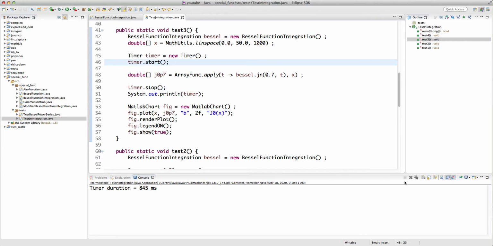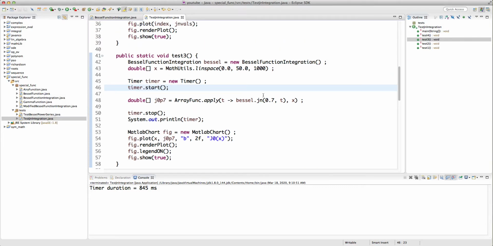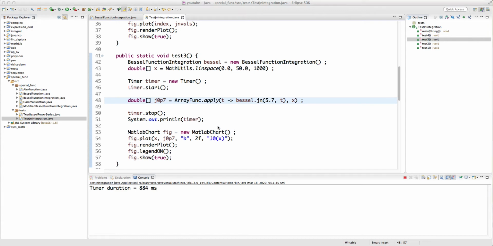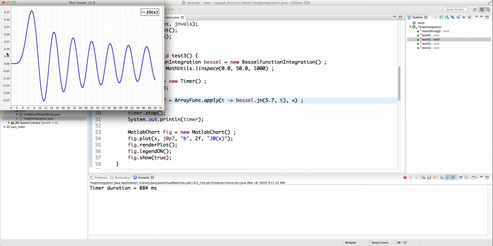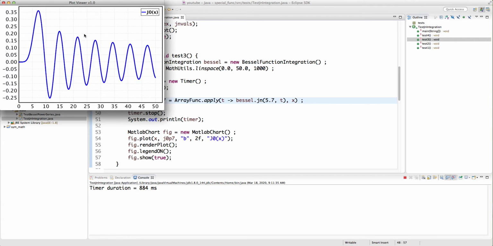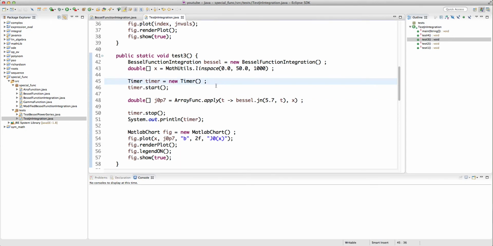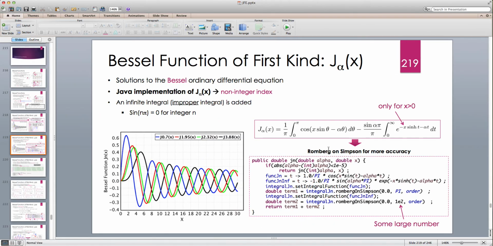All right, so we can also test for other cases. Instead of having 0.7, let's go to a large value like 5.7. And here we see that we get another Bessel function, Bessel 5.7. And typically, again, using integration is not the way that we actually calculate Bessel functions for small values or large values, and we will look into other ways instead of integration to calculate the Bessel functions.